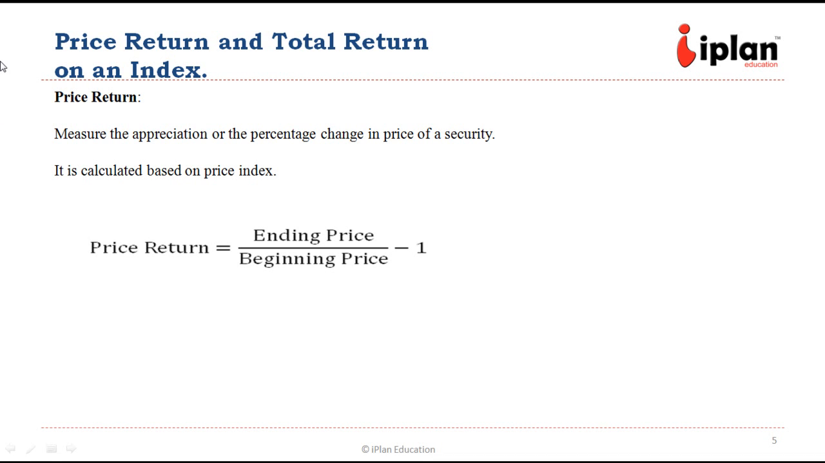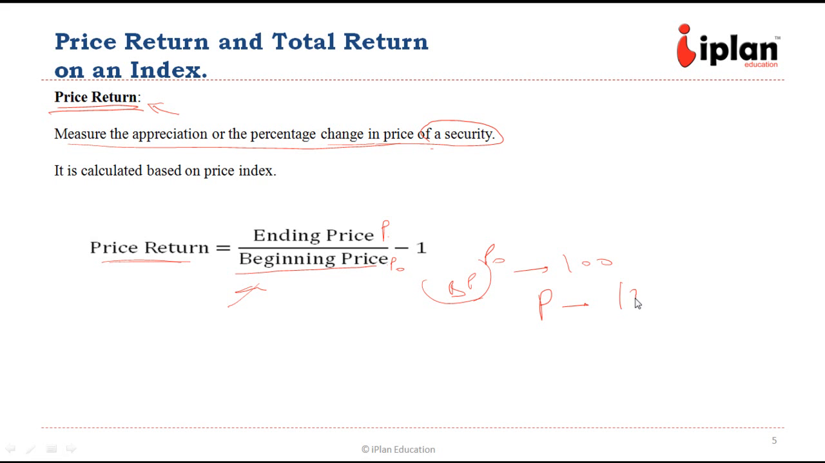First is price return. This return is because of appreciation in the price. So it measures the percentage change or appreciation in the price of a security. For example, in the beginning there was a certain price P0 and in the end there was price P. So we can calculate the price return as P by P0 minus 1. For example, beginning price was $100, that is P0, and ending price is say 120. So we can say 120 divided by 100 minus 1, that is 0.2 or 20%. This is the price return.